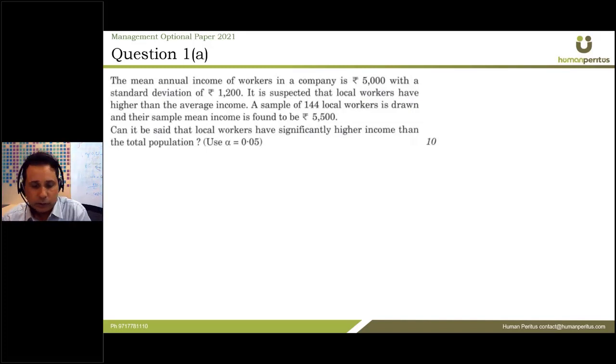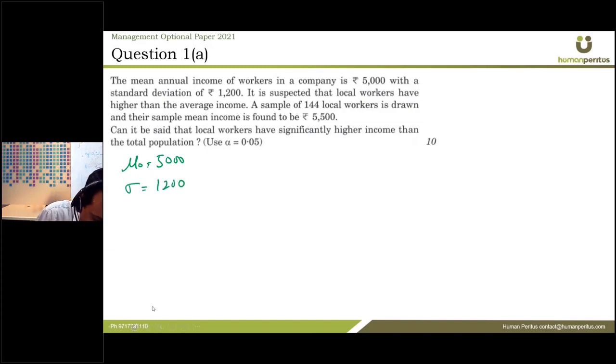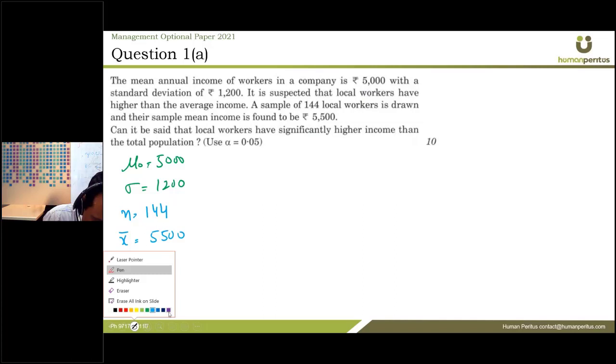Okay. So guys, let us see what has been given to us. It has been given that the mean of population is 5,000. The standard deviation of population is 1,200. Then we take a sample. The sample size is 144, and we find that the mean of the sample comes out to be 5,500. We have to find out this claim, whether local workers have higher income than the population or not.